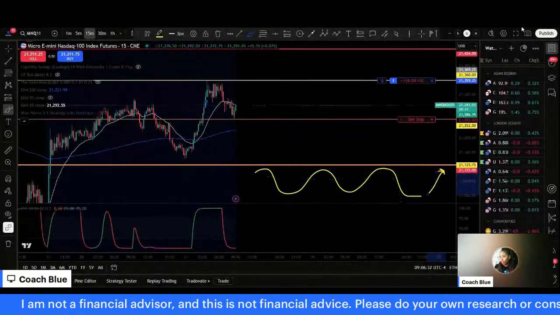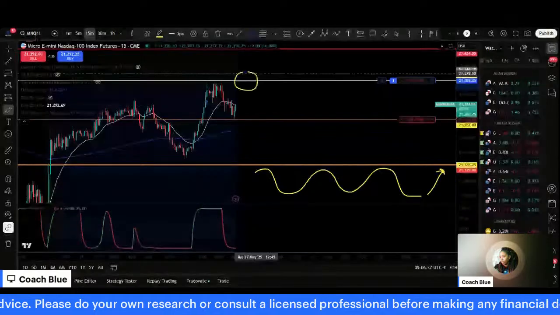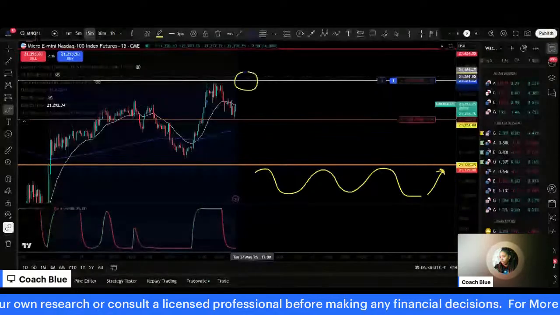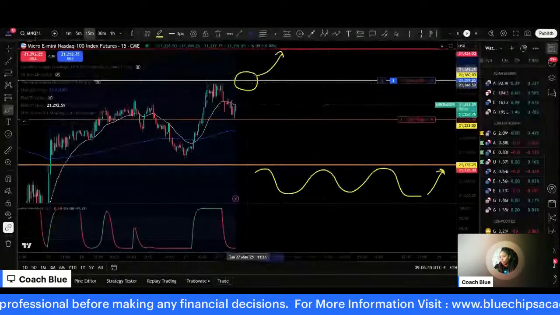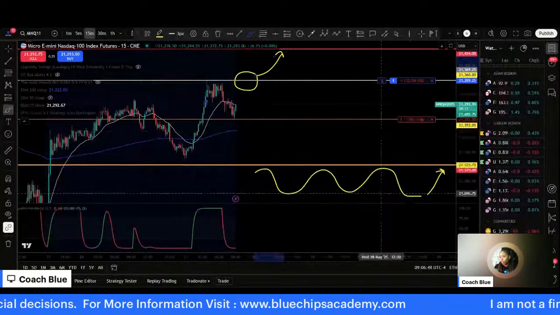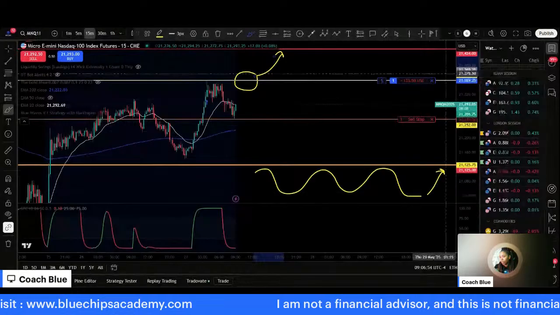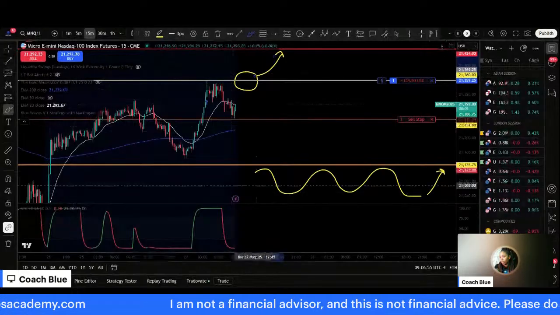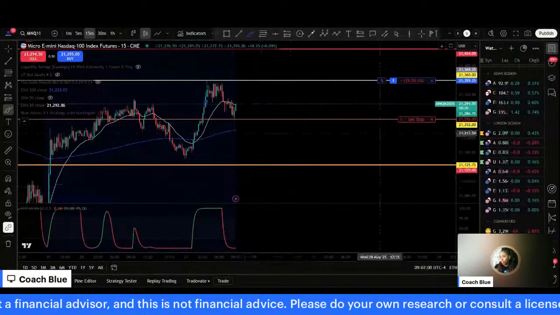If price goes up, I would want to see a BPC entry based at this key level right here for a possible movement to the upside. I want to see a BPC entry right here at this 21,360 level for a possible entry to the upside. So let's look at this and let's talk about BPCs.